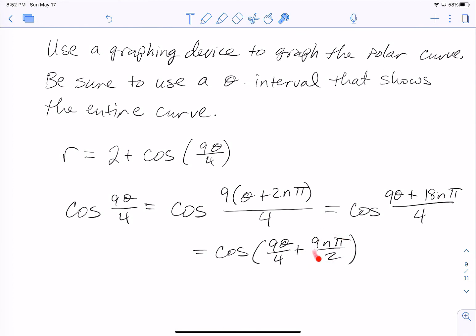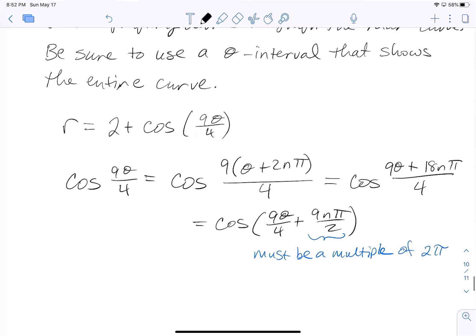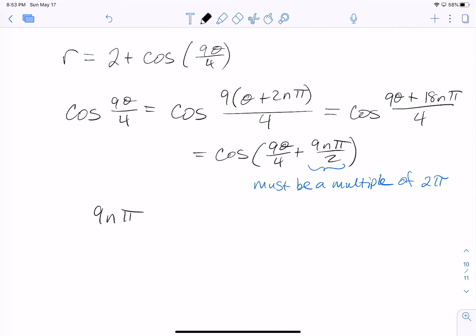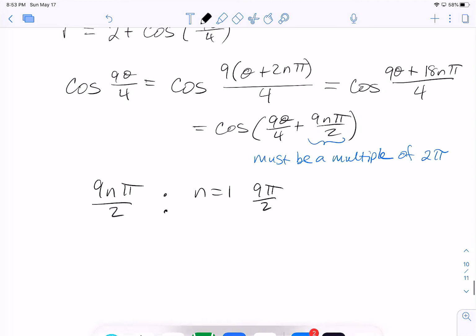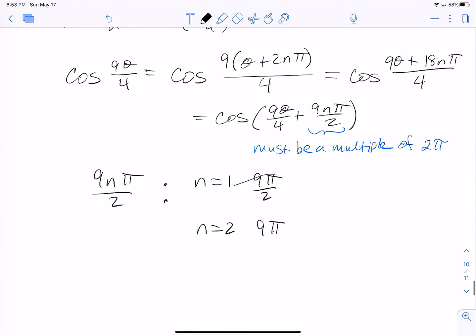So what we see is that 9n pi over 2 must be a multiple of 2 pi, so that whatever 9 theta over 4 is, I'm adding 2 pi to end up with that coterminal angle. So let's unpack that a little bit. 9n pi over 2 has to be a multiple of 2 pi. What if n is equal to 1? Then we have 9 pi over 2, not a multiple of 2 pi. n equals 2, then we end up with 9 pi, but that is not a multiple of 2 pi. So neither of those is any good.